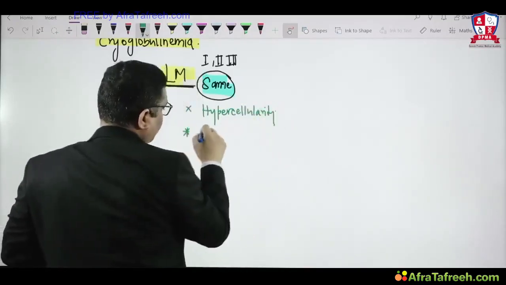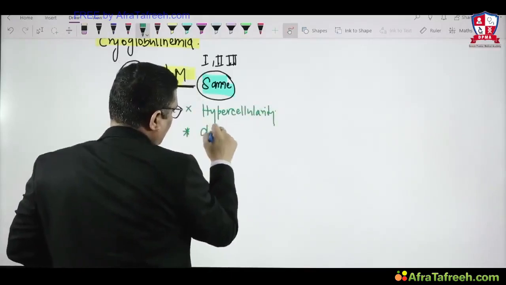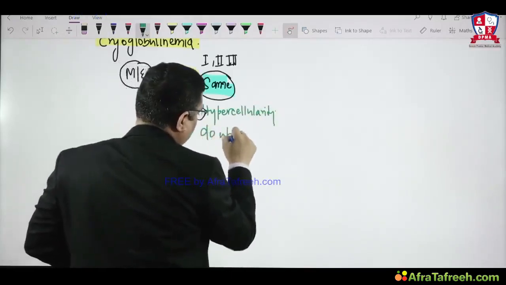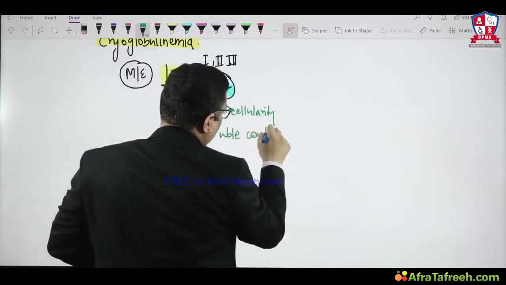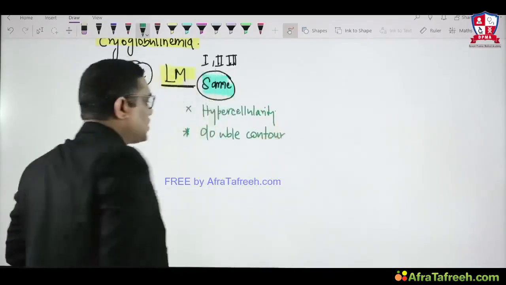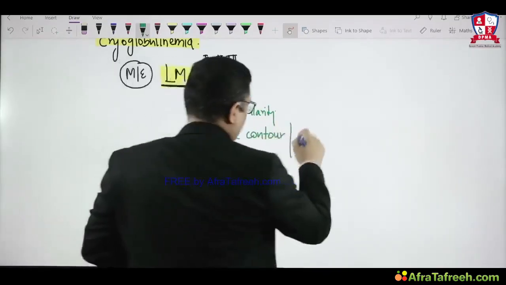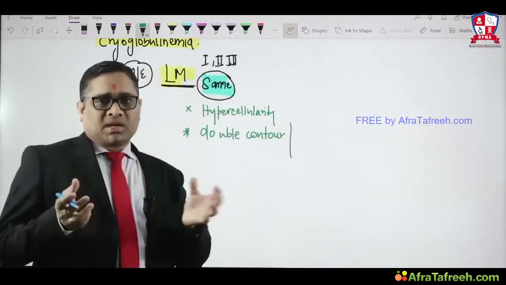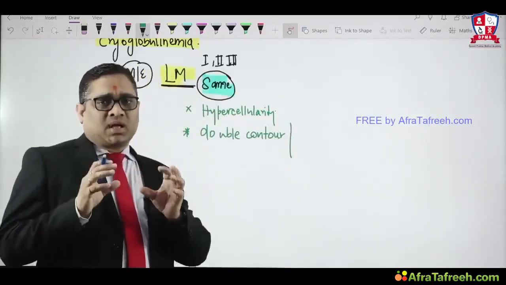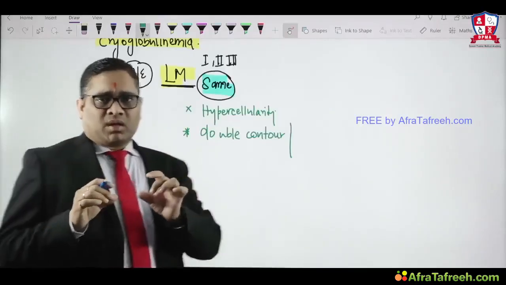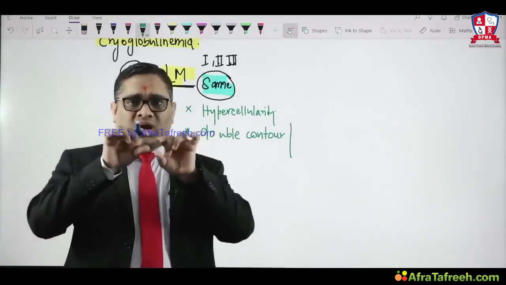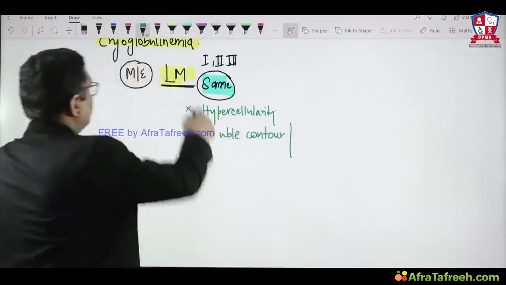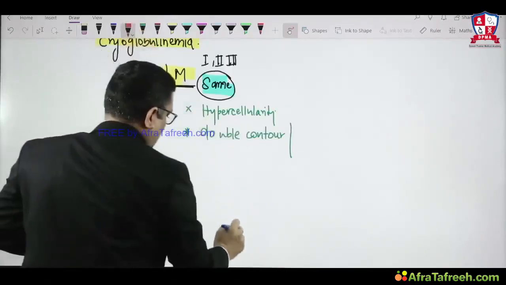There will be a double contour appearance, or double contour. What is double contour? It is the basement membrane. Basically because of the immune complex deposit, that basement membrane will look as if there are two layers, right? So just for example, I want to show you this one.